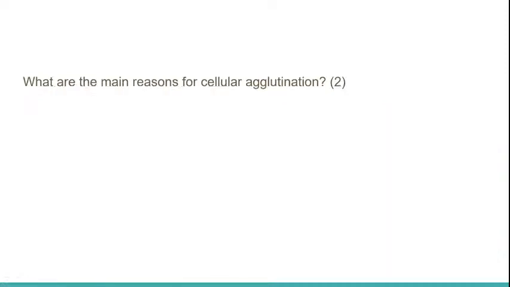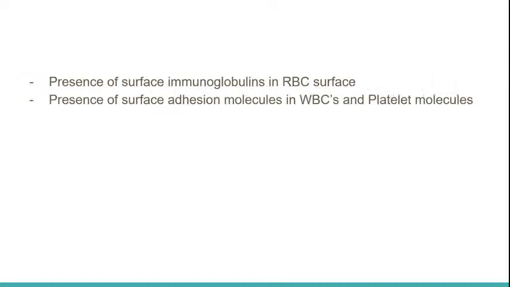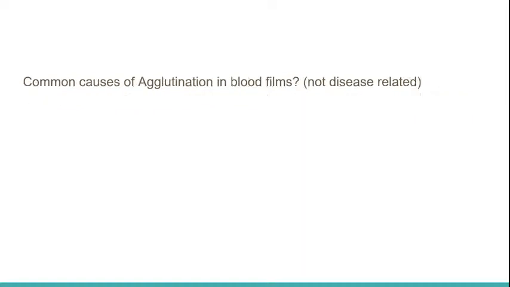Now, we need to look at the main reasons for cellular agglutination. The presence, of course, of immunoglobulin. This is the clinical reason of why cellular agglutination happens. All right. So there's the presence of immunoglobulins on the RBC surface, as well as the presence of adhesion molecules on either the WBCs or the platelets. Okay. Now, that's the answer to that.